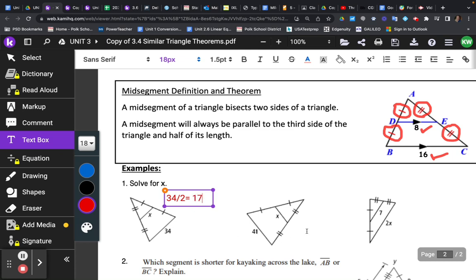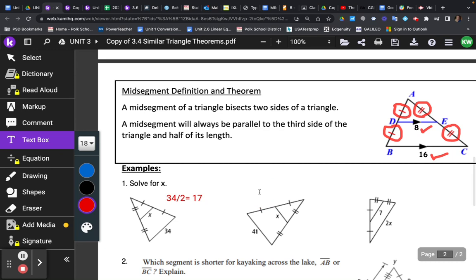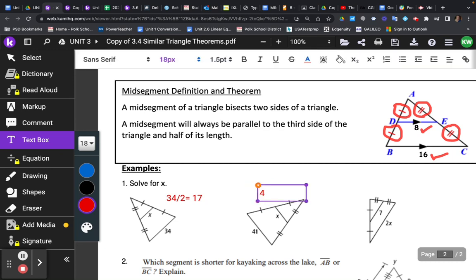Let's try the next one. Paying close attention, I definitely see a double tick mark here, a double tick mark here, a single tick mark here, and also a single tick mark here. So can I do it again? You betcha. This is definitely a mid-segment, and I want the smaller of the two. So I'm going to take 41 and divide it by 2. 41 divided by 2? How about 20.5? If you think of it like money, it's not that hard.